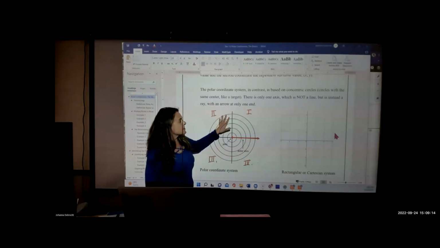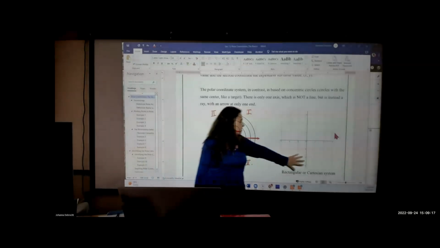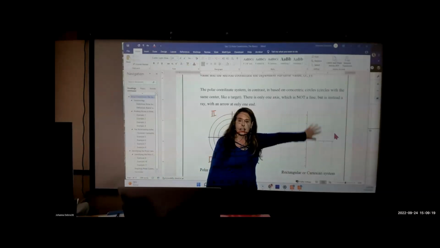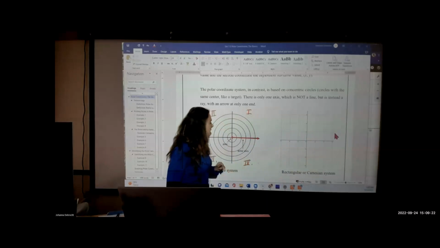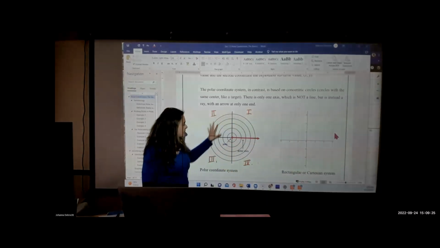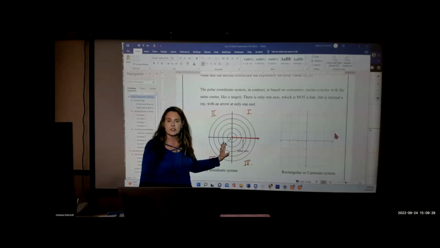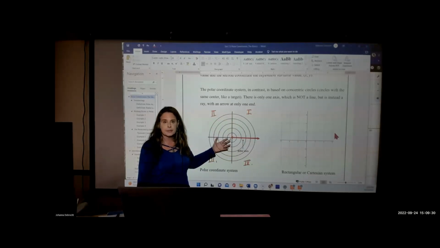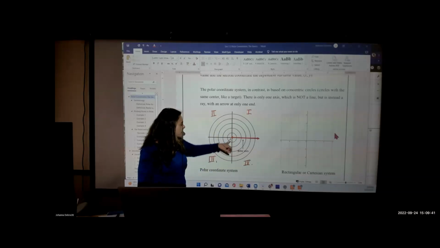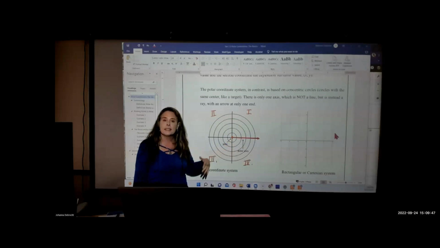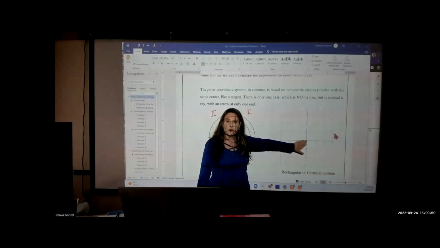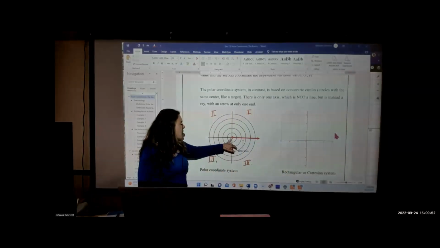The polar coordinate system is not based on a rectangular system like the Cartesian or rectangular coordinate system you see on the right. Instead, the polar coordinate system consists of a series of concentric circles. Concentric means with the same center. So we have basically what looks like a target shape, like if you're going to do archery or shooting. The origin is called the pole. So the point that corresponds to (0, 0) on a rectangular coordinate system becomes what we call the pole on the polar coordinate system.